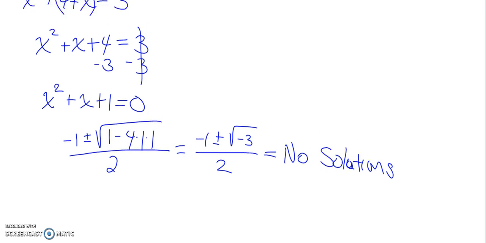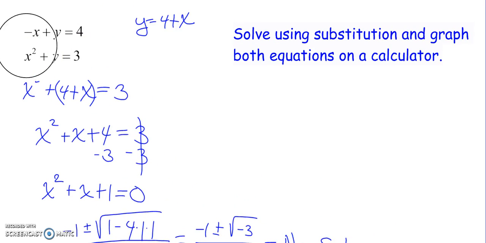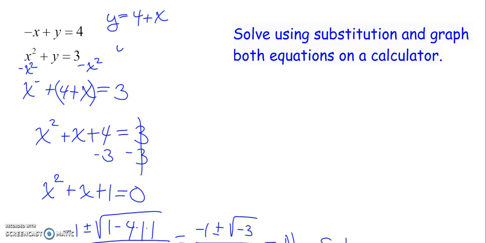What I do want to do is look at this graphically as a second method, because it is going to help us. On a graphing calculator, I could do this problem. But a graphing calculator only works if you can enter y equals. So I already knew that y is equal to 4 plus x. I also know here, if I subtract x squared, that y is equal to 3 minus x squared.